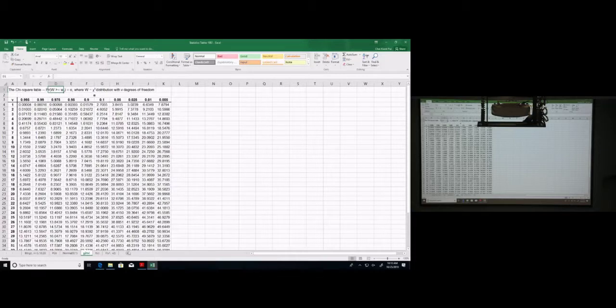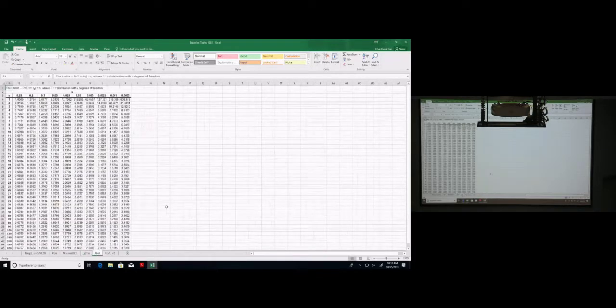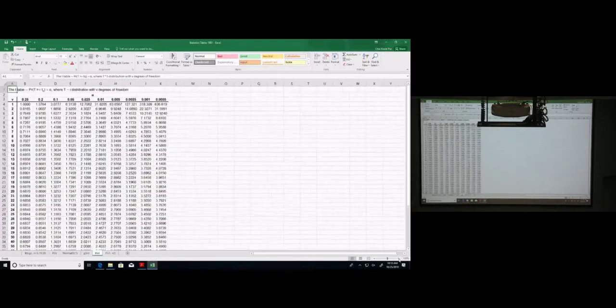We will have some explanations. And then this is the t distribution, the famous t distribution.